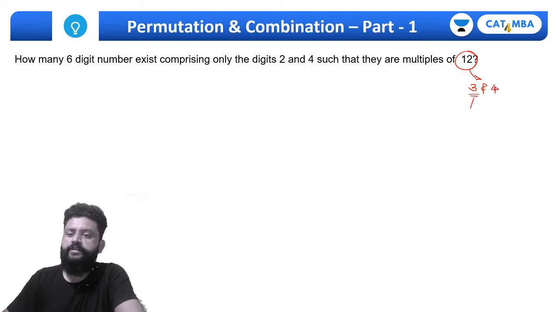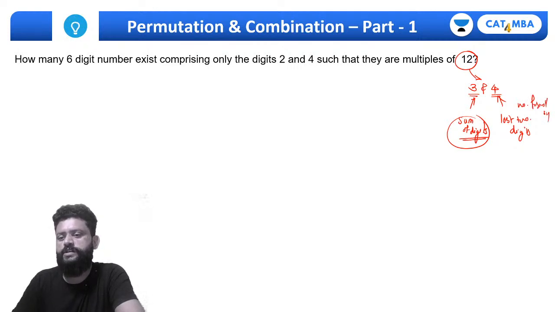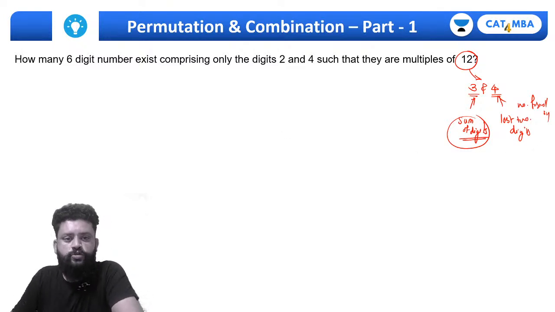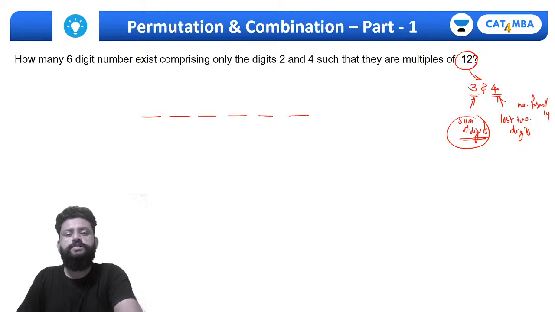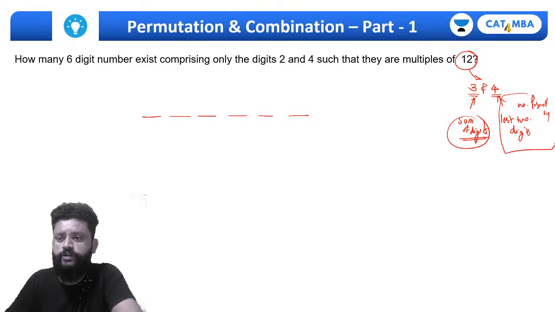right? For 3 we have the rule: sum of digits must be divisible by 3, and for 4 we have the rule: the number formed by the last 2 digits should be divisible by 4. That's what the rule is. So if you want to form a 6-digit number which is a multiple of 3 and 4, the sum of the digits we'll think about later, but for the last 2 digits, this is the clue you can use.